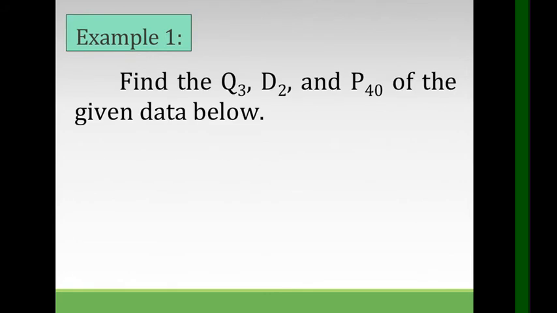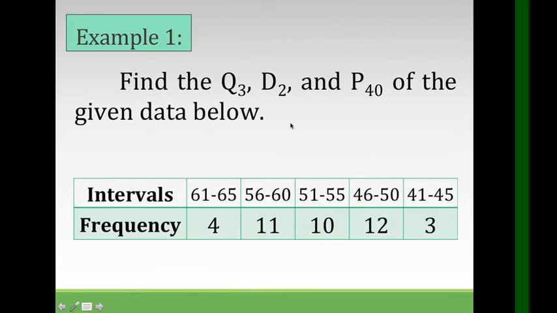Let's have an example. Find the quartile 3, which is the k, decile 2, and percentile 40 of the given data below. So these are the intervals: 61 to 65, 56 to 60, 51 to 55, 46 to 50, and 41 to 45. For the frequency, we have 4, 11, 10, 12, and 3.